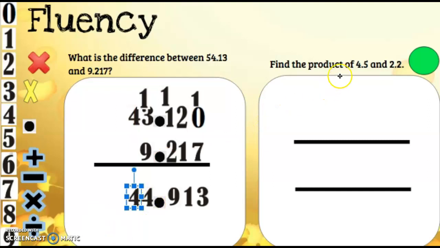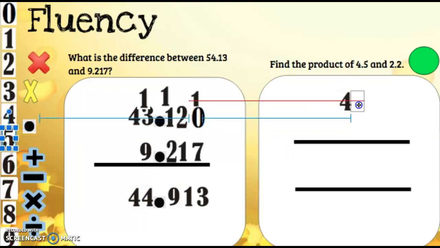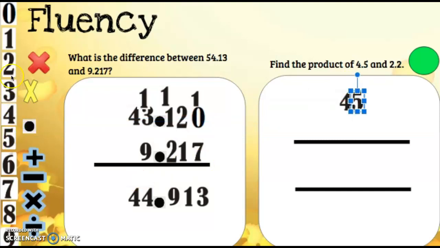So now we have to find the product of 4 and 5 tenths and 2 and 2 tenths. So the first thing to do when finding the product is to write the decimal numbers without decimals. We just write it as a regular number. So we're going to put 4, 5, and then we're going to put 2, 2, and then we're timesing.